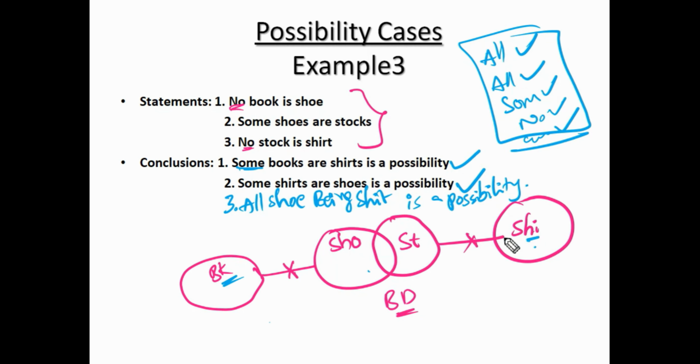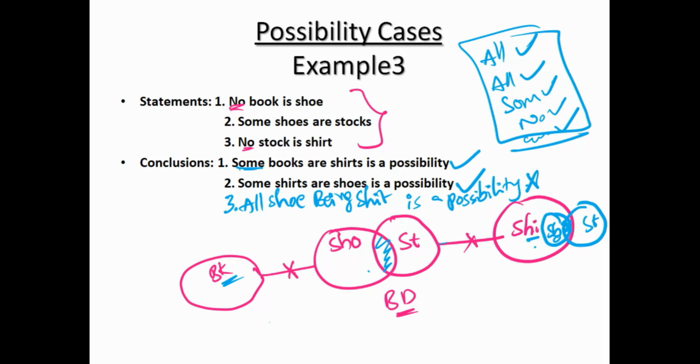Draw. First draw. Sir, can you place complete shoe inside shirt? Is it a possible place for shoe? No, because shoe is already having intersection with the stock. So if you draw shoe inside shirt, stocks will intersect with the shirt, which is a violation of the given statement. So this constraint will be violated. If we are disturbing the given statements, it means we are drawing the diagram incorrectly. So it is not a possible conclusion. All shoe cannot be shirt, but some shoe can be shirt.